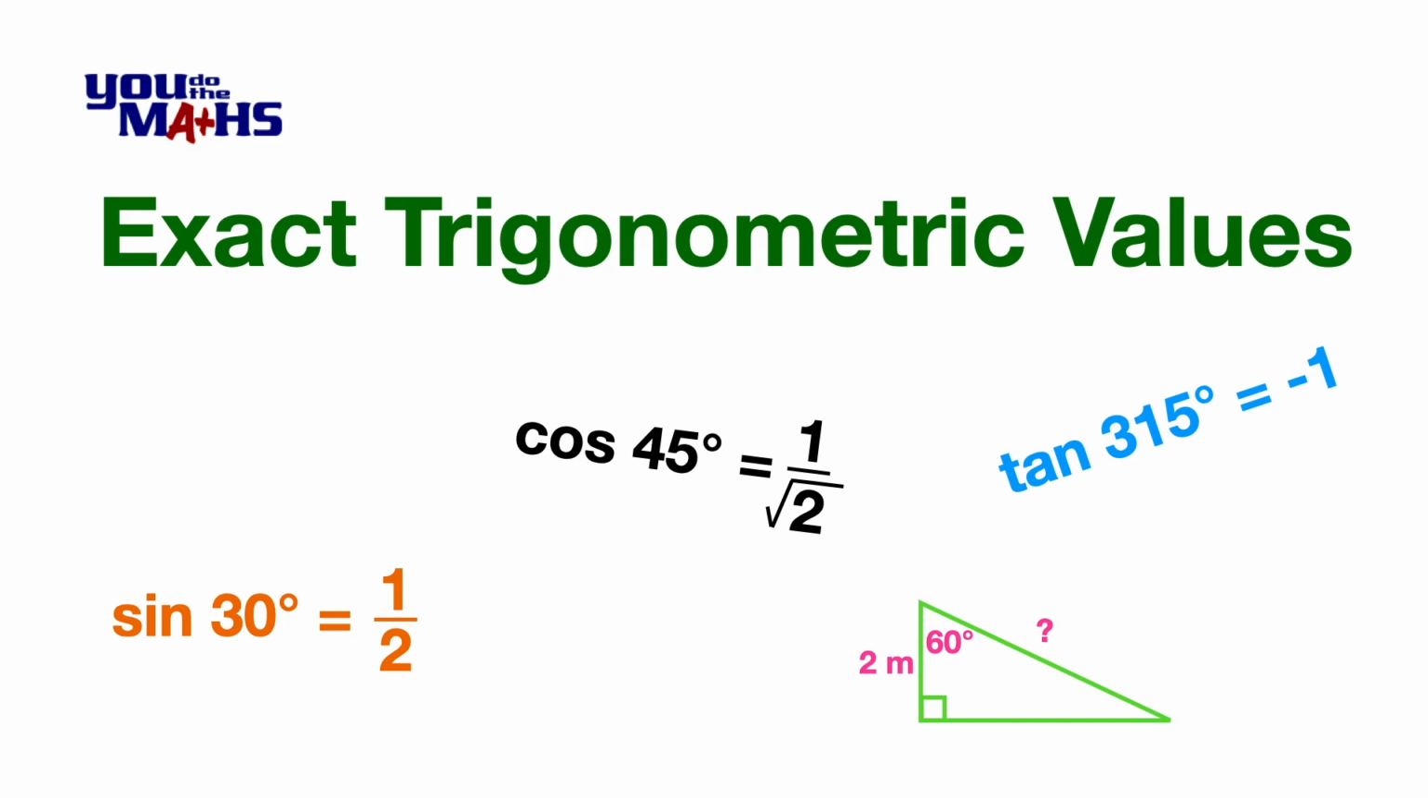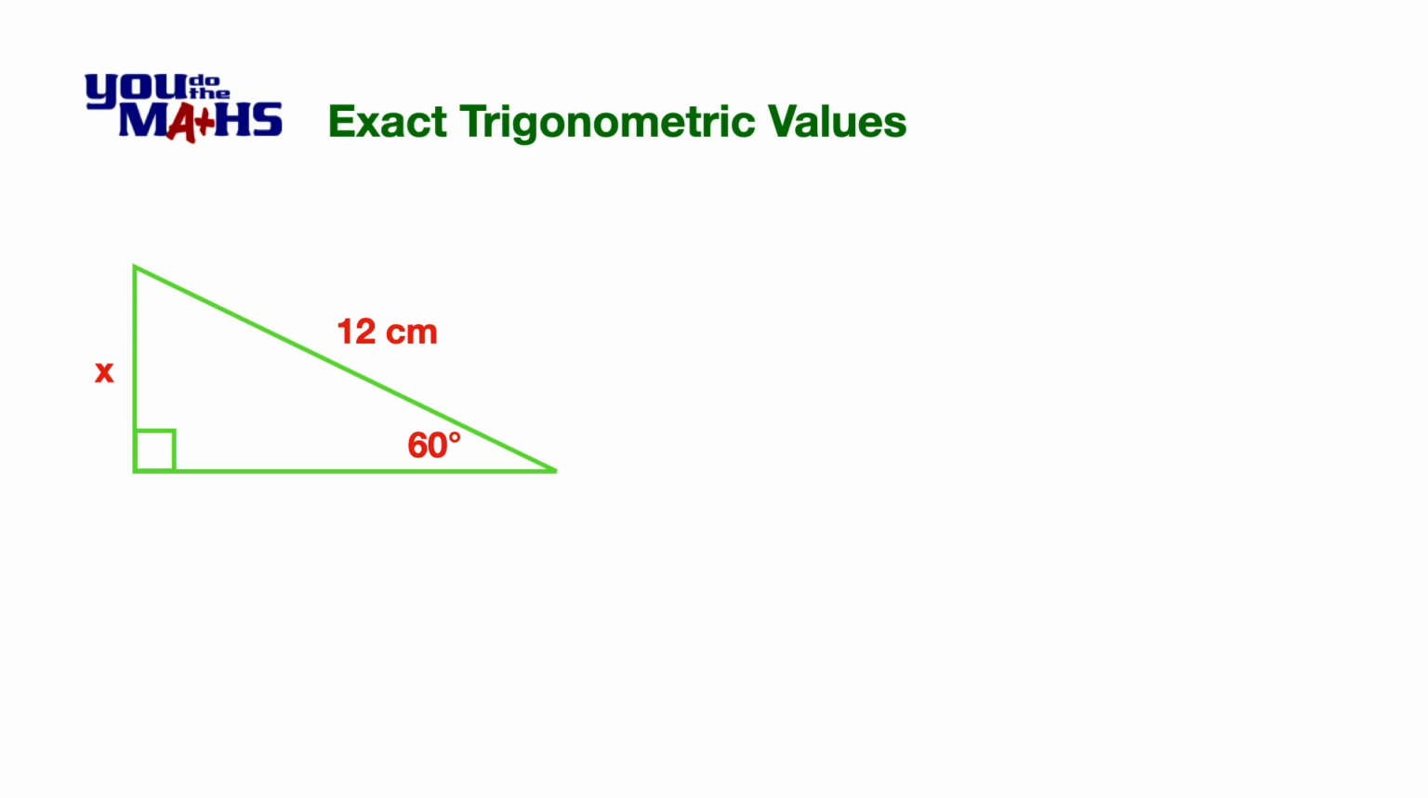In this video we have a look at how we determine some of the exact values that we use in trigonometry. Let's first of all though have a look at an example where we want to determine an unknown side x in a right-angled triangle. To find the unknown side we're going to use the trigonometric ratio sine. That's because we have the side opposite 60 degrees and we also have the hypotenuse. So we'll write sine of 60 degrees as the fraction x over 12, or opposite over hypotenuse.